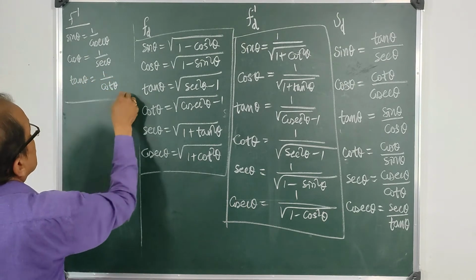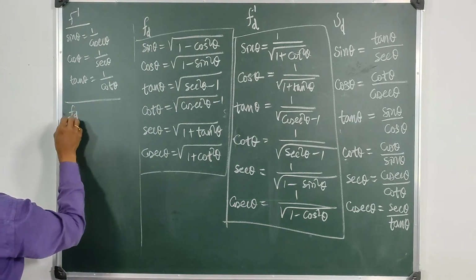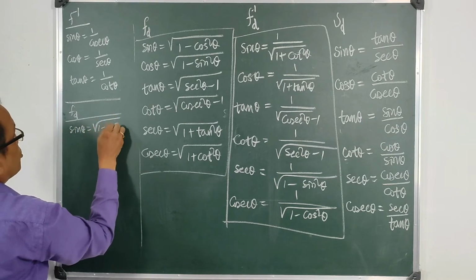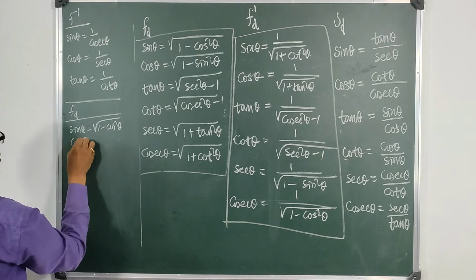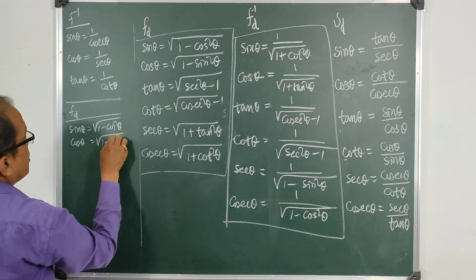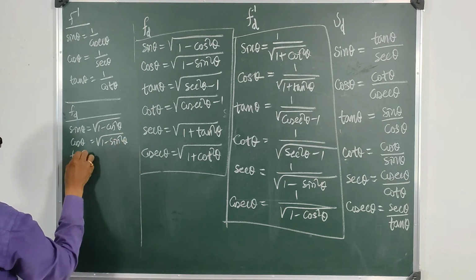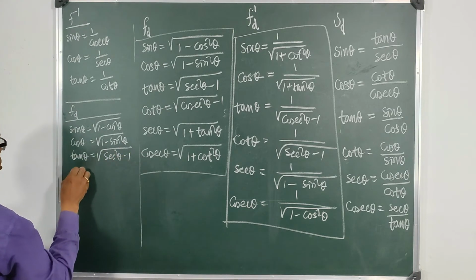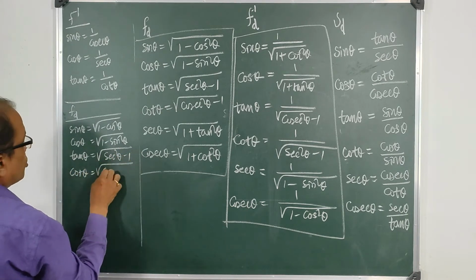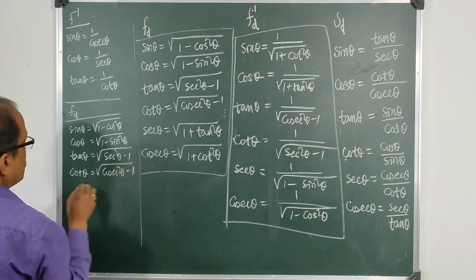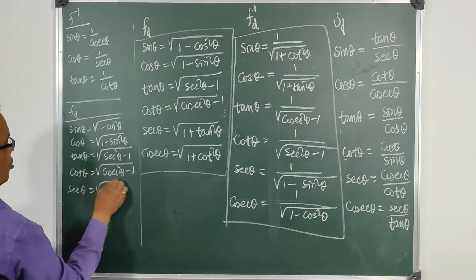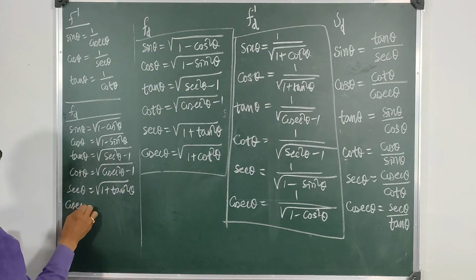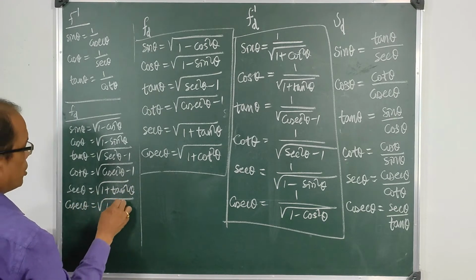And the formula derivative 1 was: sin theta is equal to root over 1 minus cos square theta, cos theta is equal to root over 1 minus sin square theta, tan theta is equal to root over sec square theta minus 1, cot theta is equal to root over cosec square theta minus 1, sec theta is equal to root over 1 plus tan square theta, cosec theta is equal to root over 1 plus cot square theta.